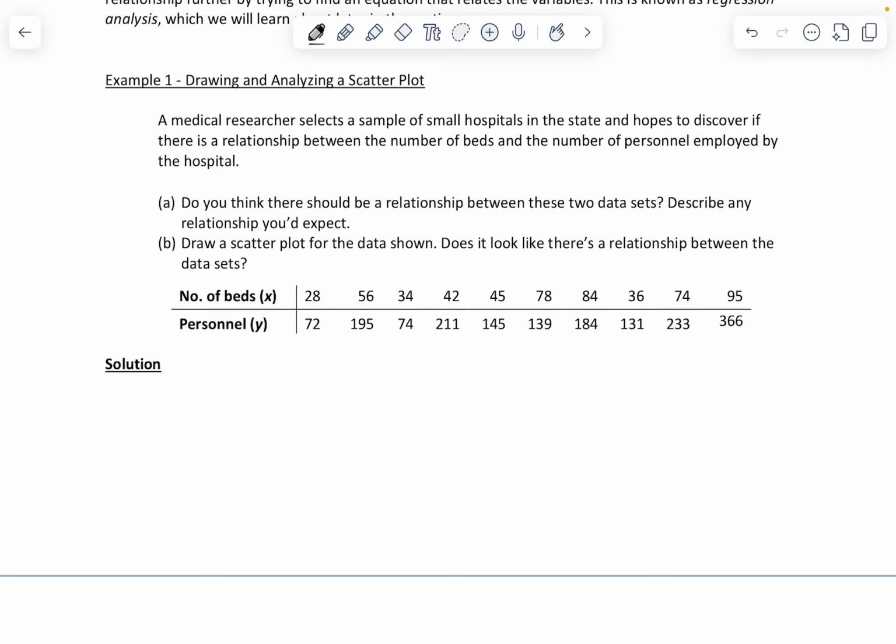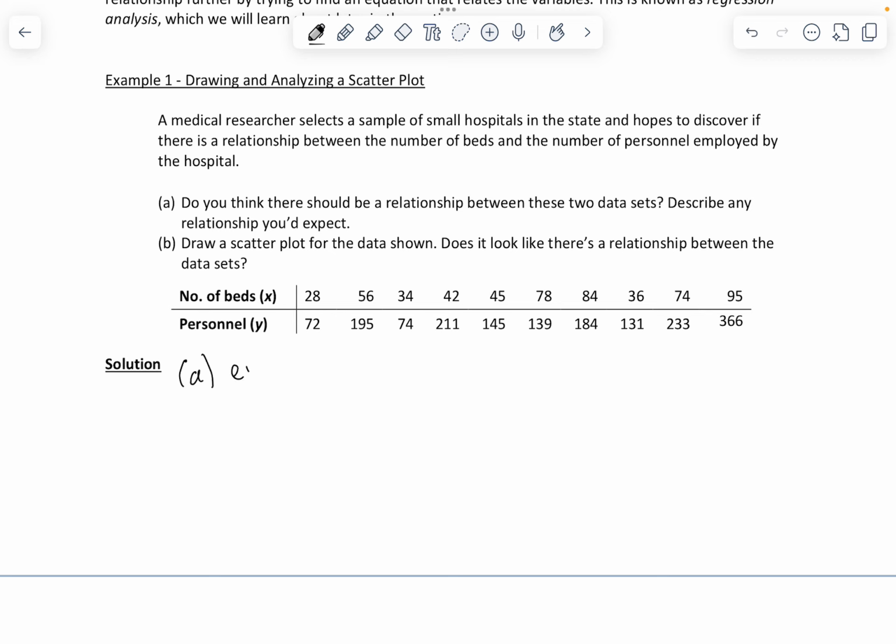So again, what we're trying to explore is if there is a relationship between the number of beds and the number of personnel employed by the hospital. So what would we expect here? Well, as a general rule, you would think that larger hospitals would have more beds in them, right? That makes sense. You would also think that larger hospitals would employ more personnel. So it seems reasonable to predict that less beds would go along with less personnel, and more beds would go along with more personnel, as a general rule. So that's what we expect.